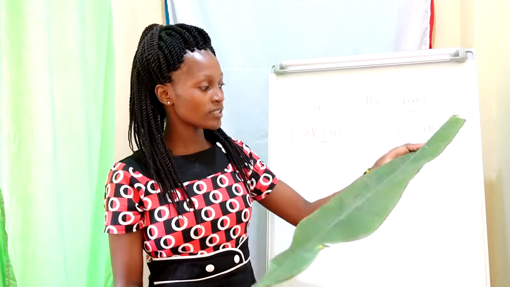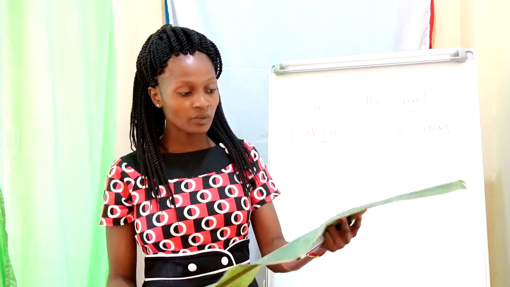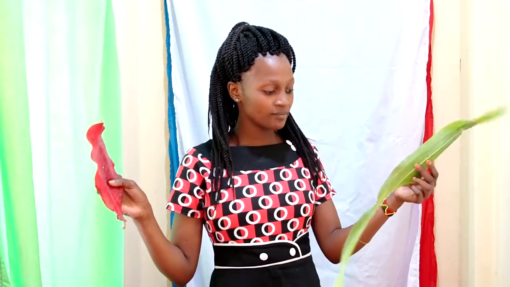So when you talk about a leaf, this is a leaf. We've got two types of leaves. We have this type and we have the other type here on the right side. As you can see, these two types have got different shapes and also different colors. But for today, we are going to look at the shape of the leaves. We are going to base our topic today on the shape of the leaves.